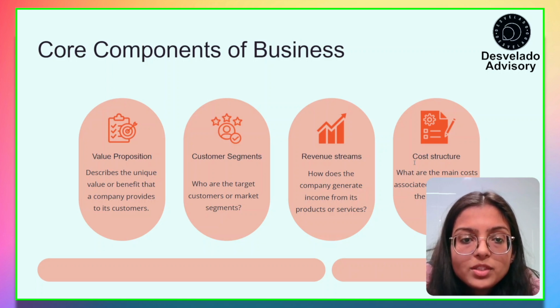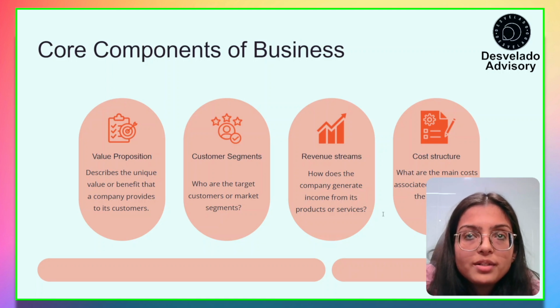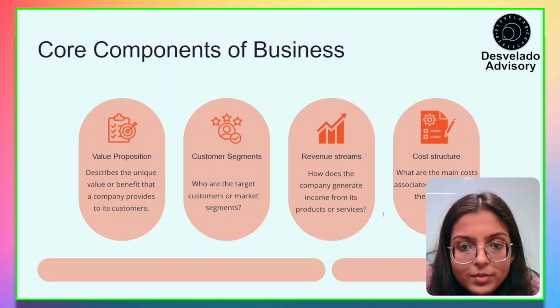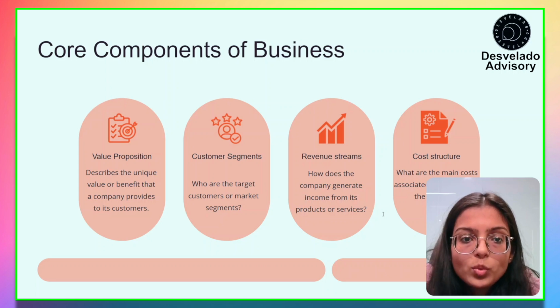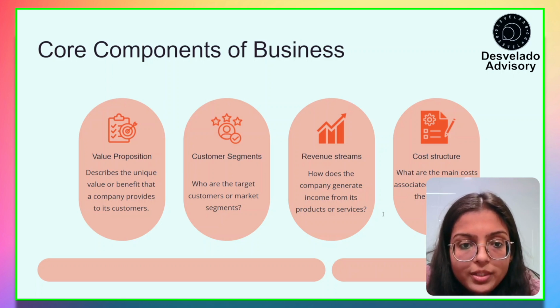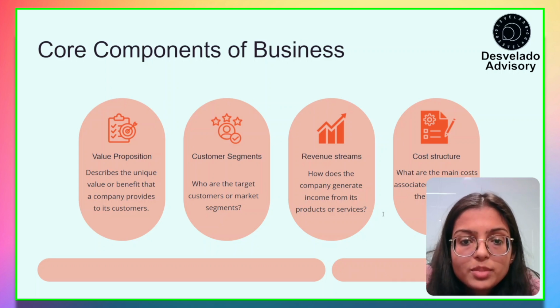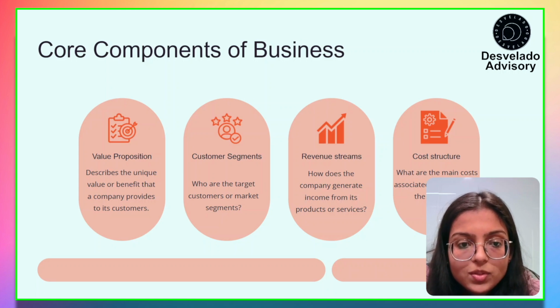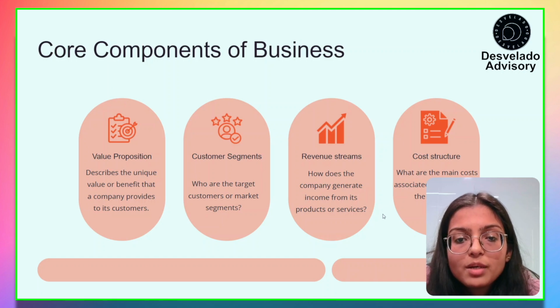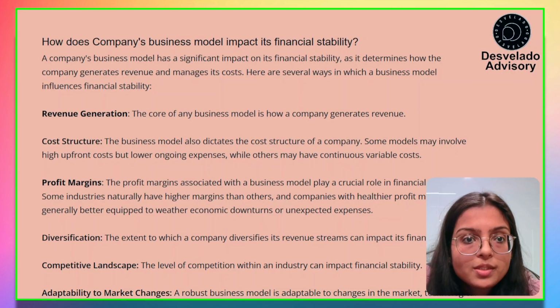Coming to the customer segments, it's important to identify the target customer groups or market segments that the company aims to serve. So we basically need to understand the characteristics and preferences of these segments, which is crucial for effective marketing and product development. Cost structure outlines the major costs and expenses associated with running the business. Now, this can include both fixed and variable costs, such as production costs, marketing, and expenses. And revenue streams include how the company generates income from its products and services.